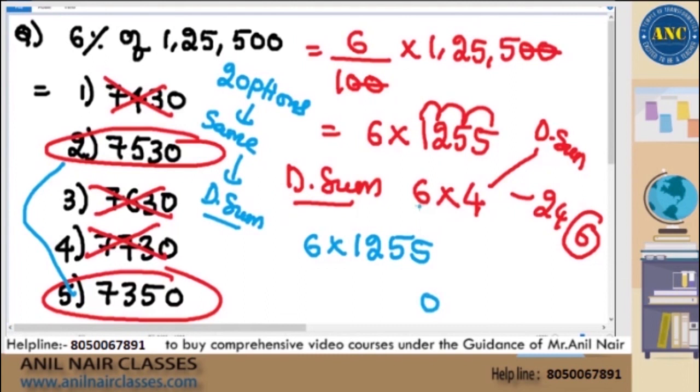6 5s are 30. 30 plus 3, 33. Tens place should be 3, but tens place is 5. Eliminate it. Slowly, it is thematic based learning. Slowly from basics, intermediate, advanced level.